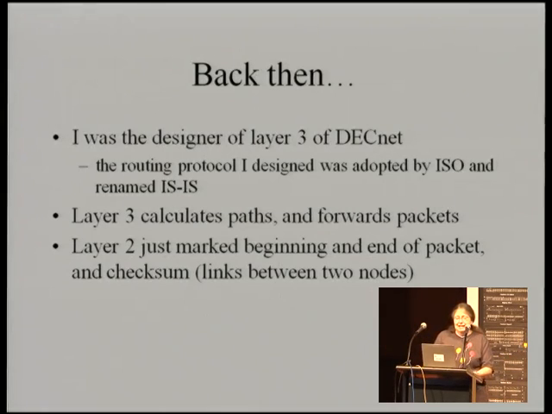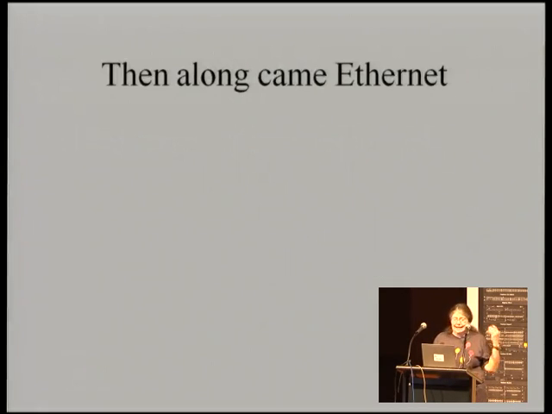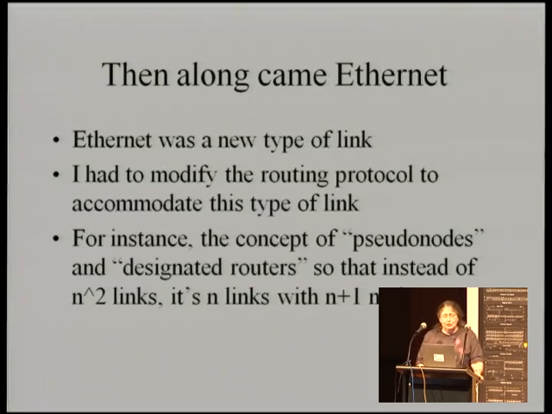So layer 3 is the thing that does a distributed algorithm to figure out forwarding tables in the switches so that they know how to move the packets around. And layer 2 just marked the beginning and ends of packets. Then along, as I said, came Ethernet. So Ethernet was a new type of link, and I said, oh my goodness, it's a new type of link. And I was used to point-to-point links between 2 computers. Here's something where you have like 100 computers all interconnected.